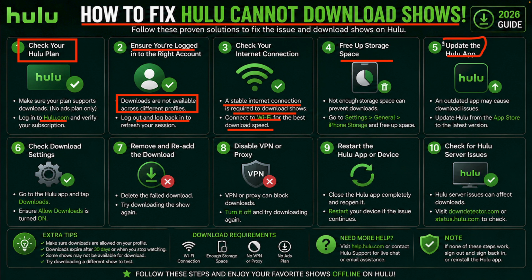If your application is not up to date, make sure that you update your Hulu application on time, and you can also check the download settings and ensure allow downloads is turned on. If that is not the case, you want to simply go ahead and remove and re-add the download, delete the failed download, try downloading the show again. You can try disabling your VPN or even restarting the Hulu app.